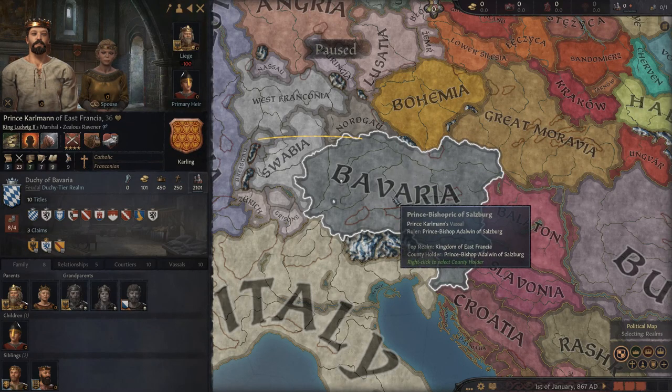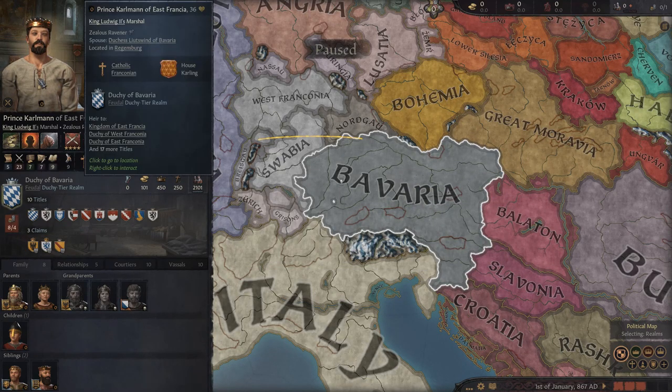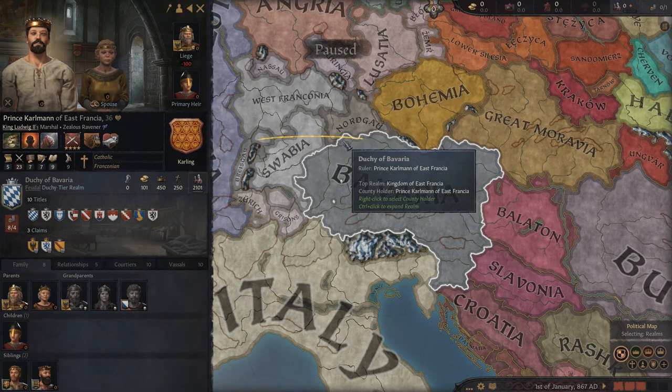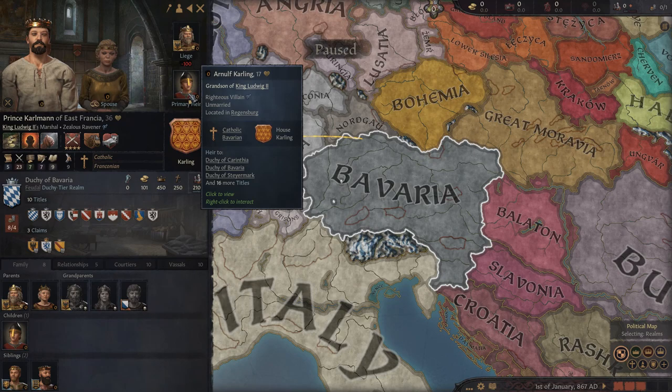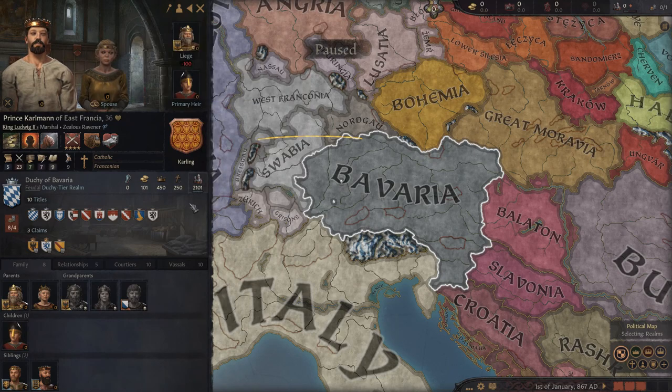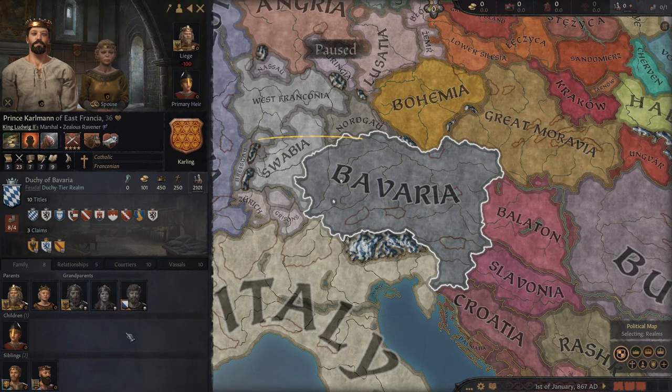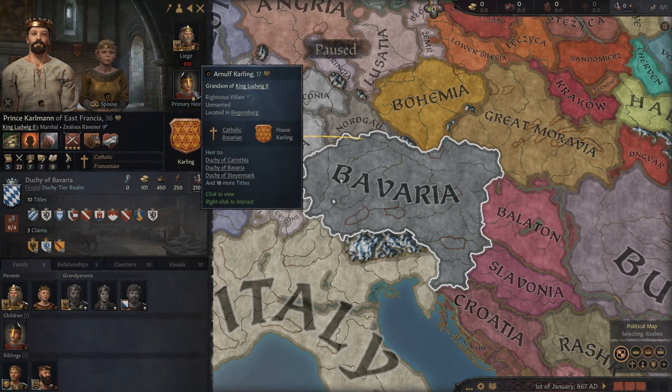This is actually the playthrough I would enjoy the most, because you have Karlmann, and then who would inherit East Francia, and you already have a legitimate son in Anulf. So you have a child. Now, it'd be good if you could maybe get a few other kids in the meantime, because you don't always just want to bank on the one.